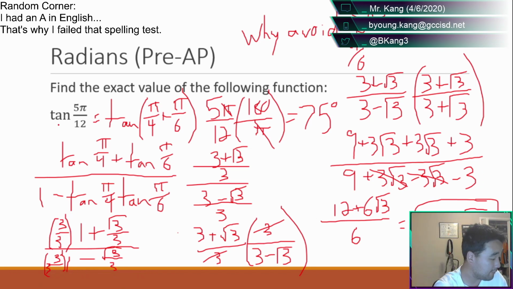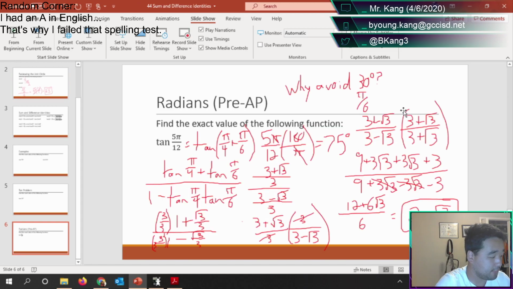You could have completely avoided all of this, those 3 lines of work, if you had just used another combination for 75, right? 120 minus 45, or 2 pi over 3 minus pi over 4, however you want to think about it. All right, that is our lesson for today.